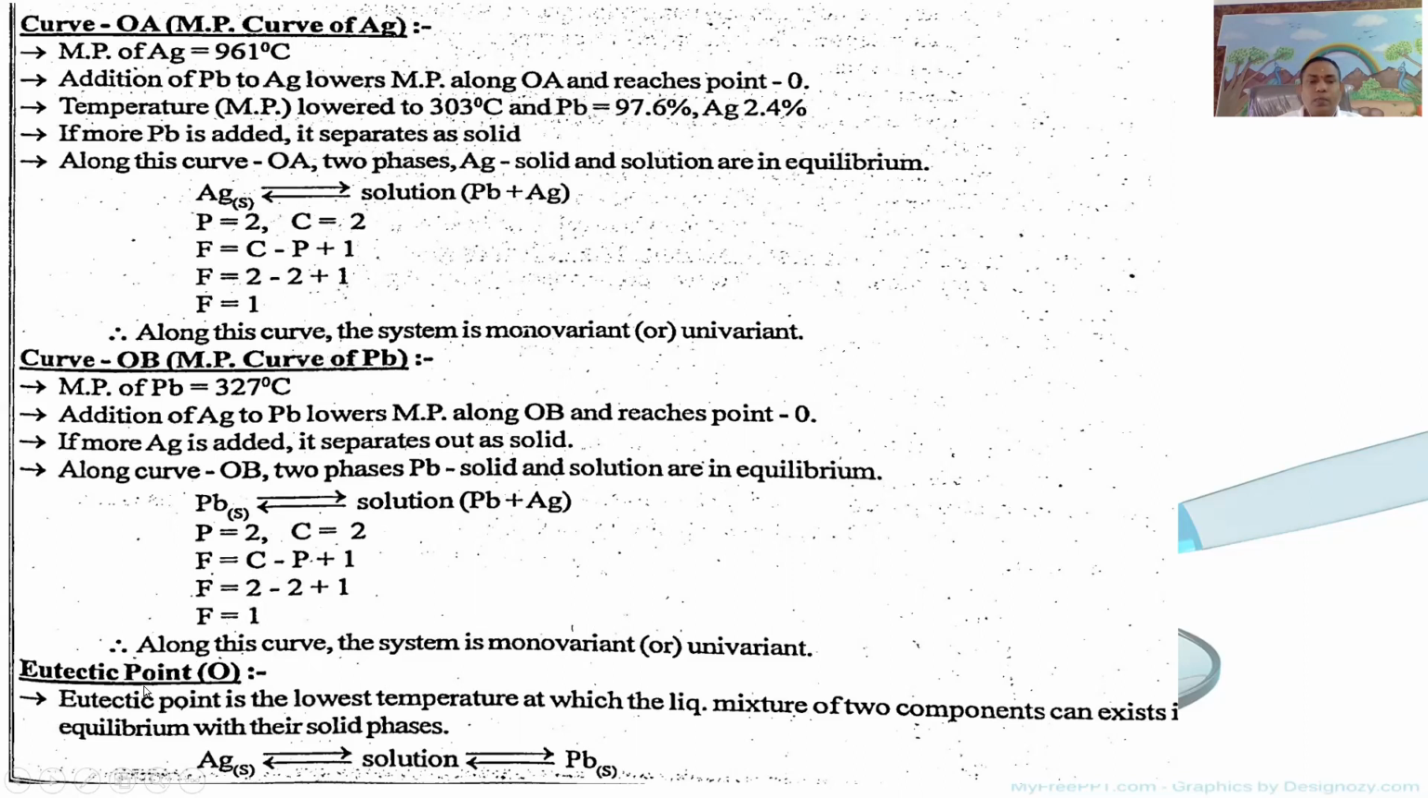Next, the eutectic point. The eutectic point is the lowest temperature at which the liquid mixture of two components can exist in equilibrium with their solid phases. That is, solid silver in equilibrium with liquid silver-lead in equilibrium with solid lead.